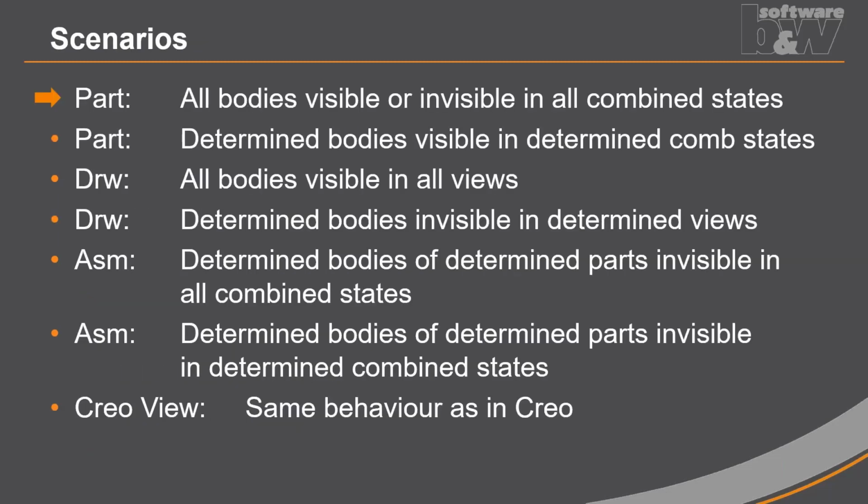Yeah, with this, I want to dive into the new content, and I've collected a few scenarios that I think are realistic, what you possibly want to do if you're using multiple bodies and layers in combination. First scenario: I want to see all my bodies in all combined states, but I also want to blank my bodies in the combined states. Second one, a little bit more difficult: I want to see my bodies in some combined states, and in others, I won't see all the bodies.